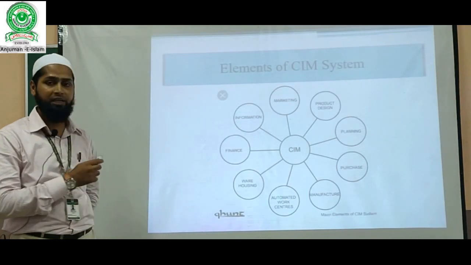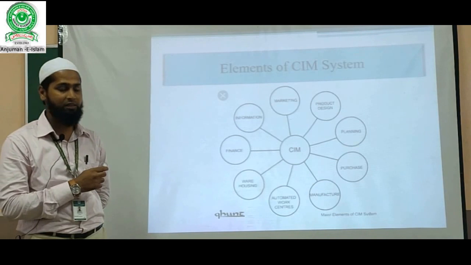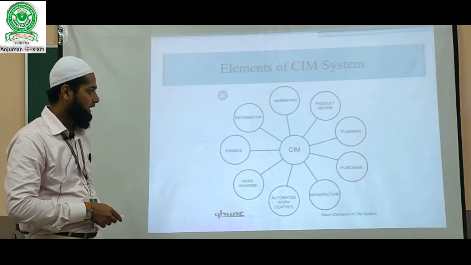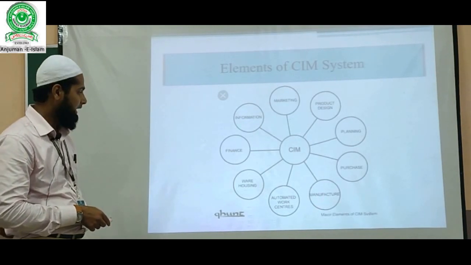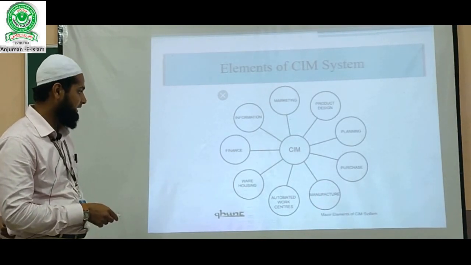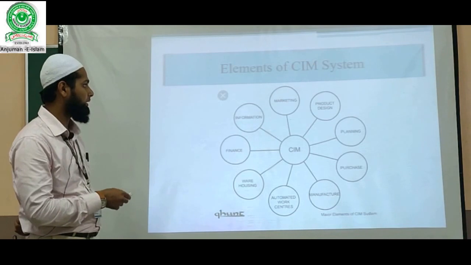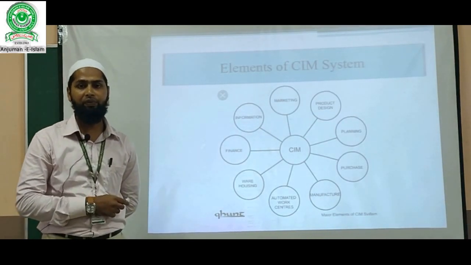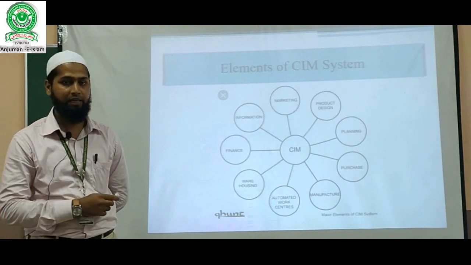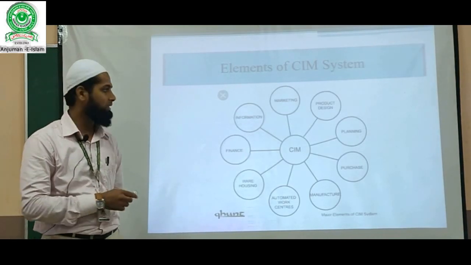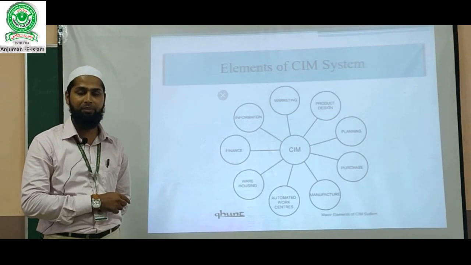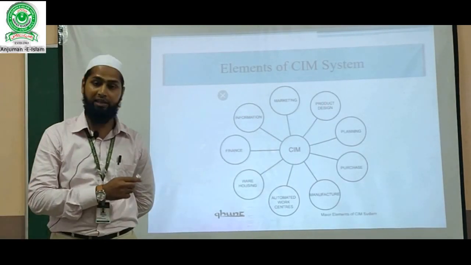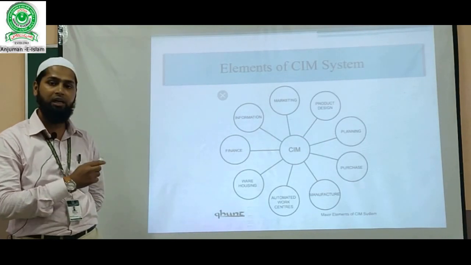Here computer integrated manufacturing system consists of 9 elements: marketing, product design, planning, purchasing, manufacturing engineering, automated work centers, warehousing, finance, and information. First the marketing department starts. They identify the needed products for the market, then the database collected is transferred to the product design department. Here in the product design department, they produce design for the proposed product.